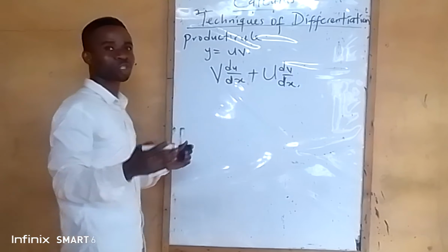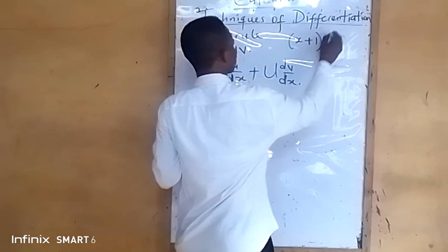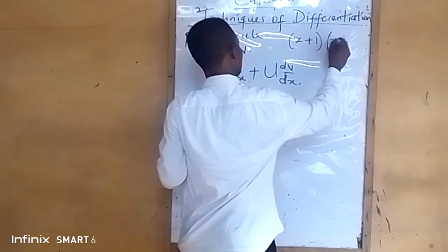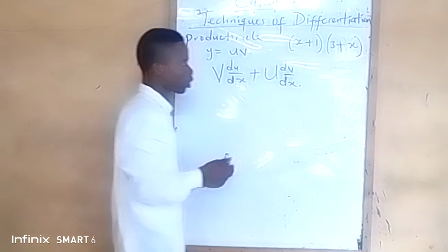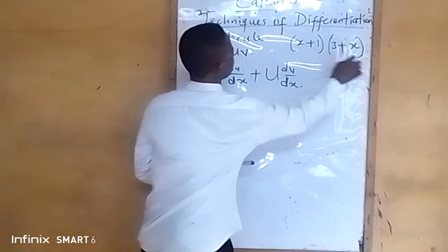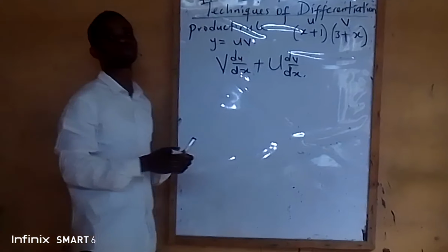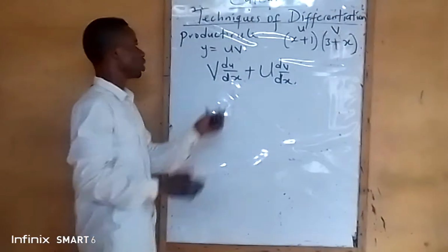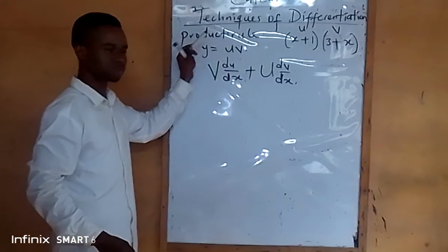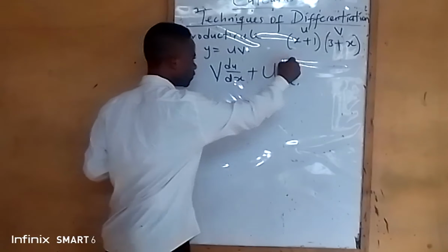What do I mean by two functions must stand beside each other? Like if they give you something like this, x plus 1, 3 plus x. So can you see the functions standing like this? This one will now represent our u, this one will represent our v. So that is when to use product rule, because the two functions are standing beside each other. And this is the formula: v du/dx plus u dv/dx.